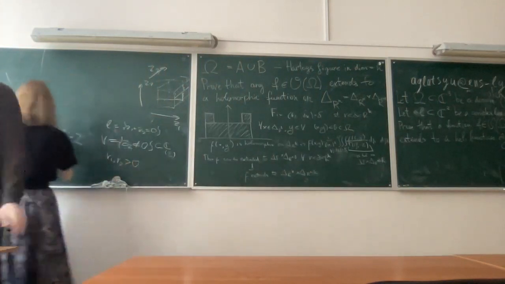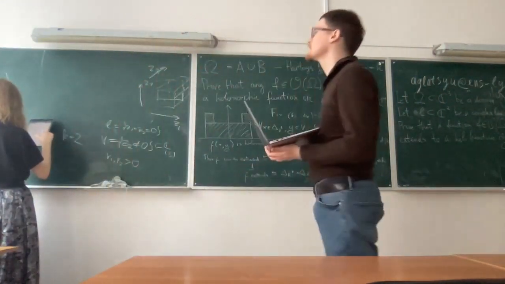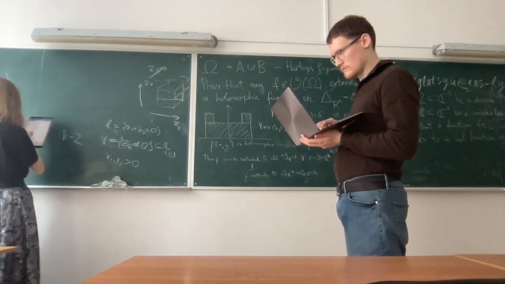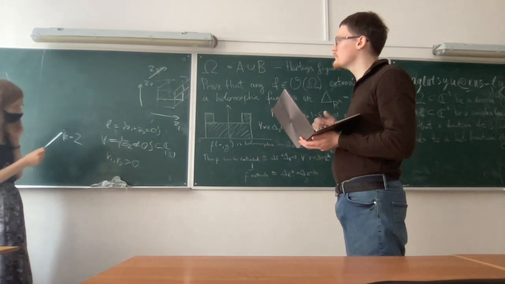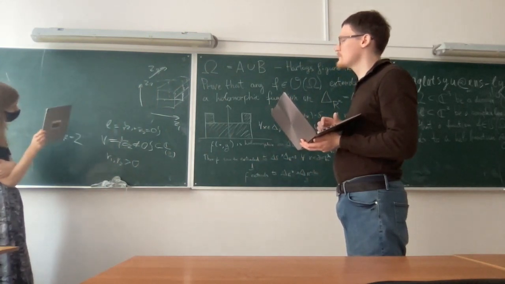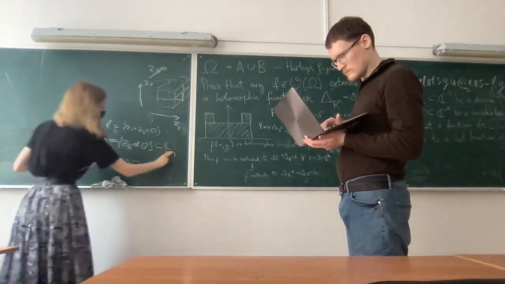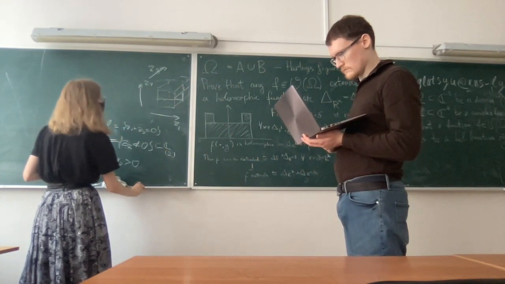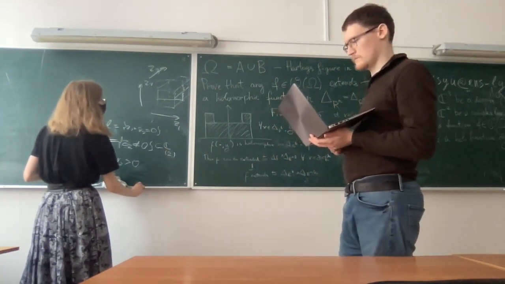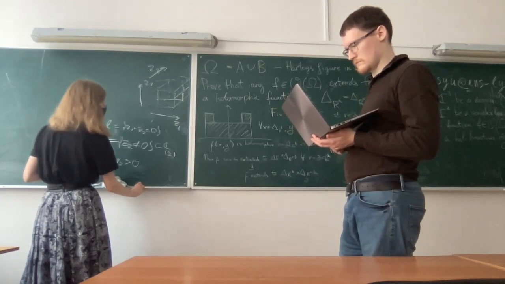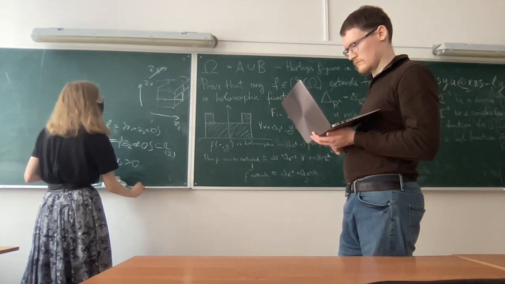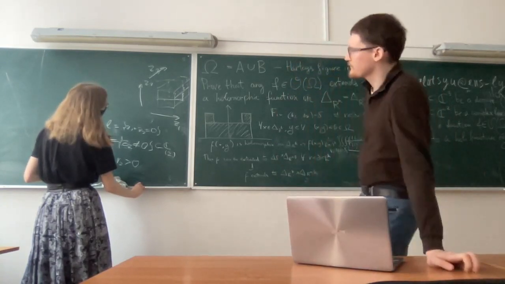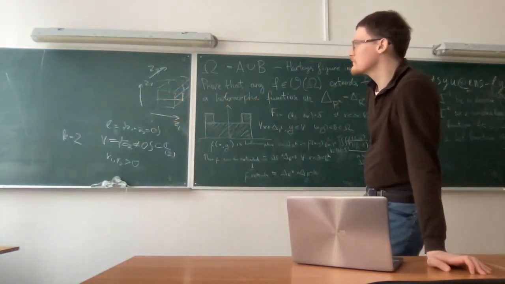What do we need? It can be equal to 2. Actually, it's not clear what we could choose for the K. It's not clear.